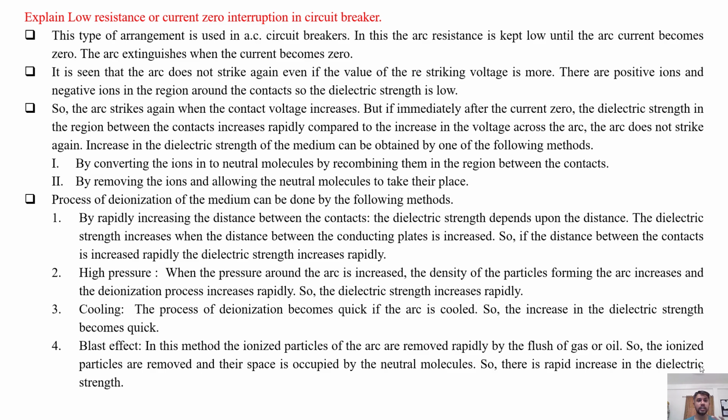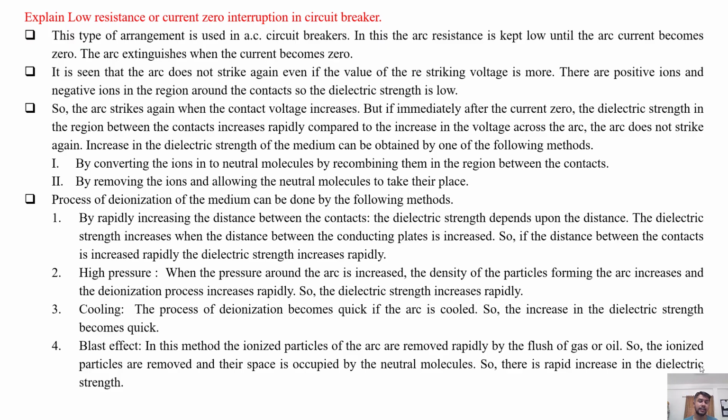Explain low resistance or current zero interruption in circuit breaker. So this type of arrangement is used in the AC circuit breakers. In this, the arc resistance is kept low until the arc current becomes zero. The arc extinguishes when the current becomes zero.